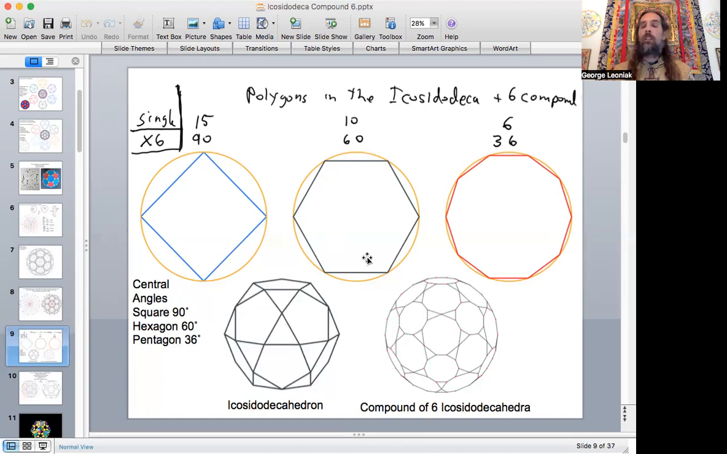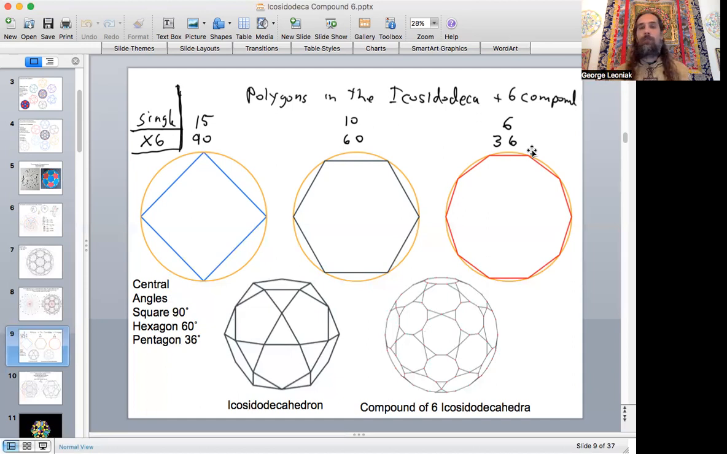Now we've got 60 in the big one. And then we've got 6 in the regular Icosidodecahedron of the decagons, right? And then 36 total in the compound of 6 Icosidodecahedra. I didn't realize this, but while putting the presentation together I was like, wait a second, 90. So the central angle here is 90. The central angle here is 60. The central angle here is 36.